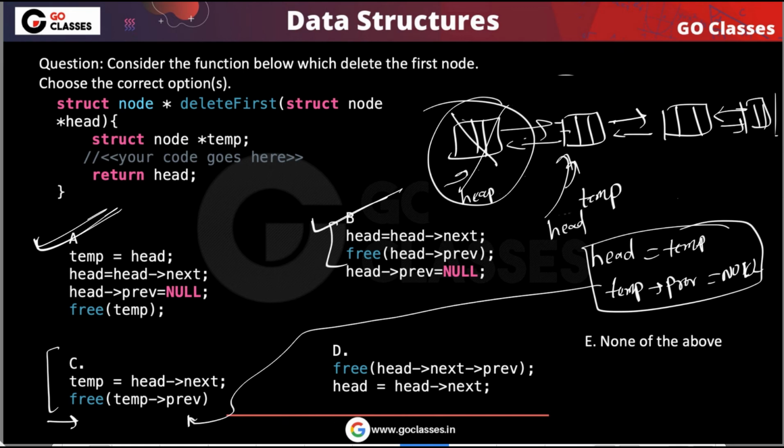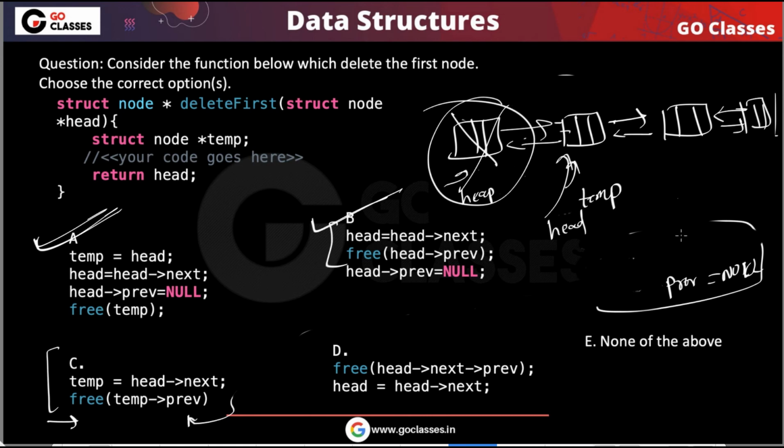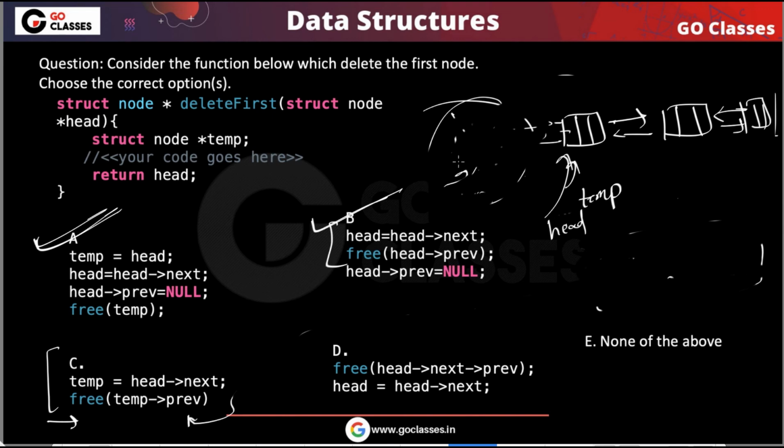Let me just copy it here because otherwise this will not be visible if I erase it. So I have copied this. These are the two slides, and now I'm deleting it. Now option D is saying free up head next previous. Okay, this is interesting. Free up the head next previous. Let me see what they want to say.